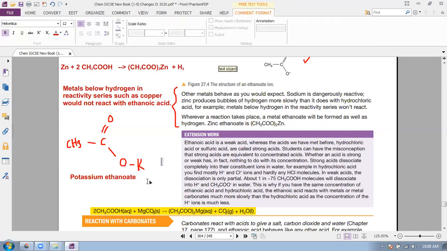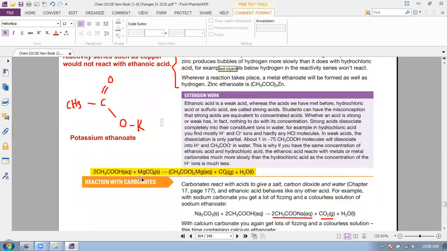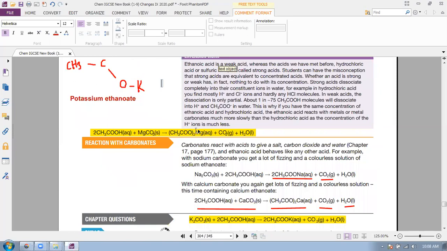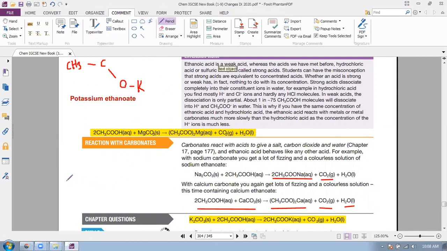Similarly, we can draw sodium ethanoate. Just instead of K, we can put Na. It would be sodium ethanoate. But what would be magnesium ethanoate? There would be two ethanoate ions. So let us draw it. CH3, C, O.